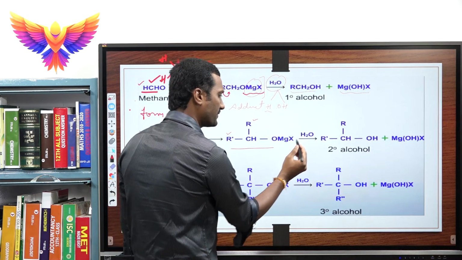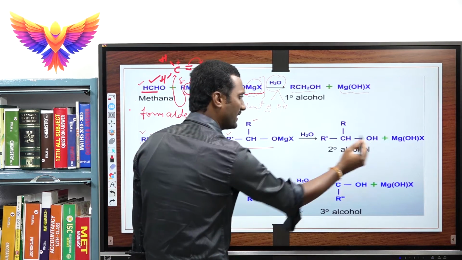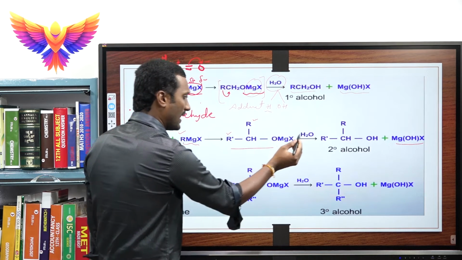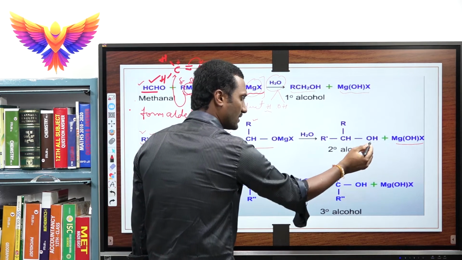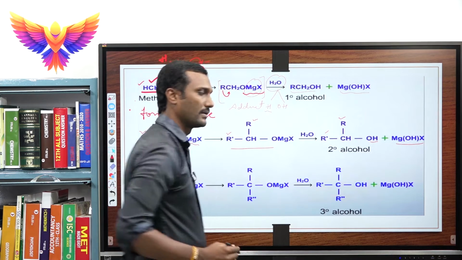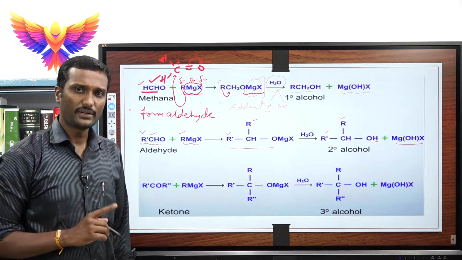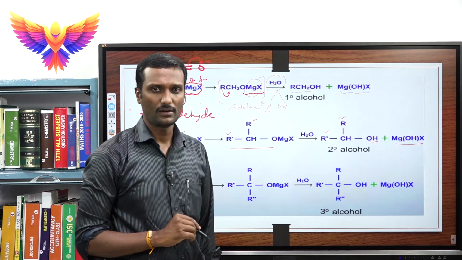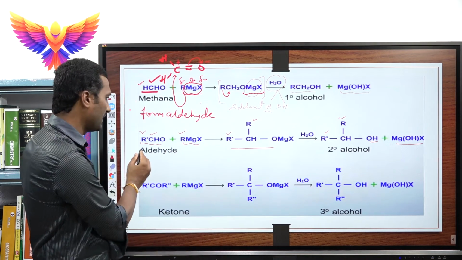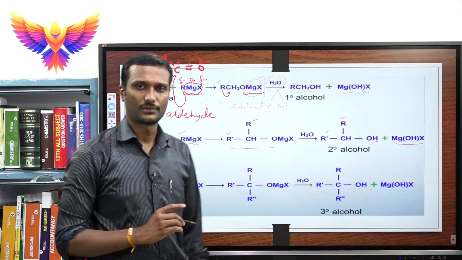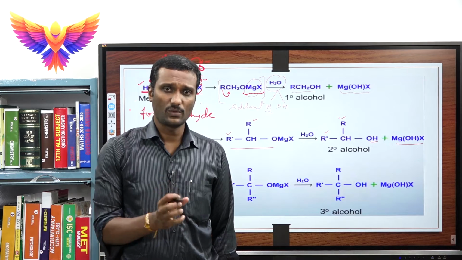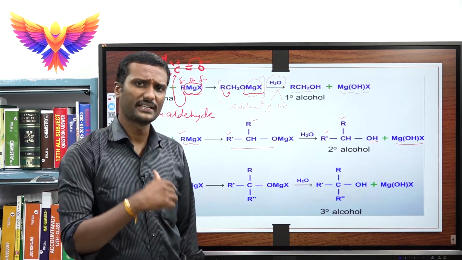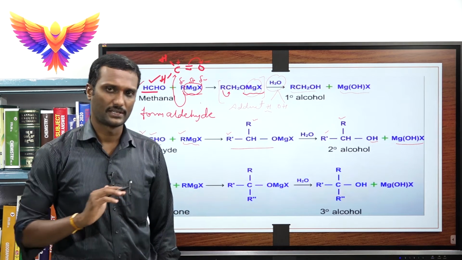So when it is hydrolyzed with water, the magnesium halide forms magnesium hydroxide halide, and hydrogen will react with oxygen to form a 2 degree alcohol. So now you understood, when you take formaldehyde only, you will get a primary alcohol. When you take other than formaldehyde, you will get a 2 degree alcohol. It's very simple. That's what I explained in the previous slide, how the mechanism takes place. If you understand, then you can give any type of products.